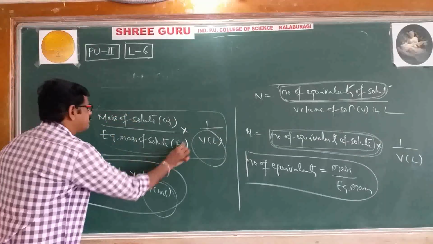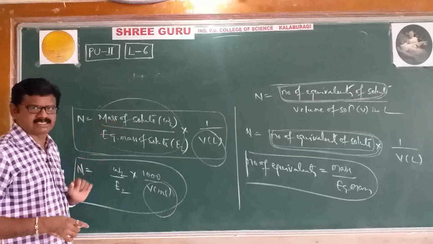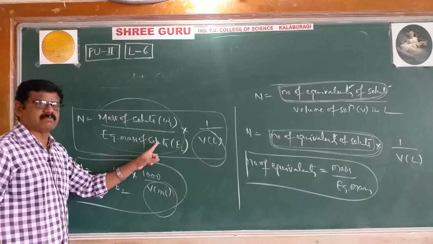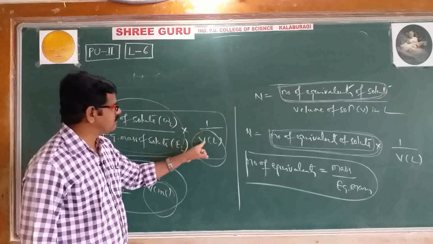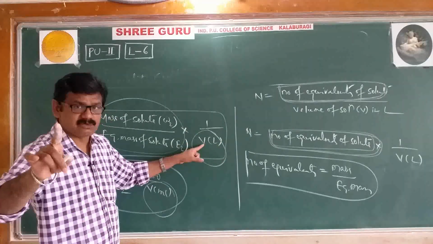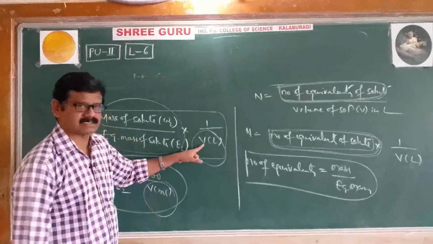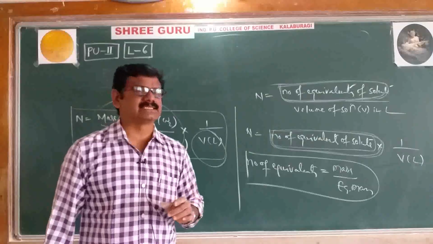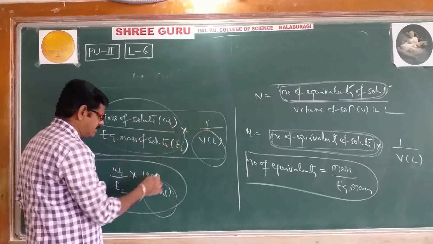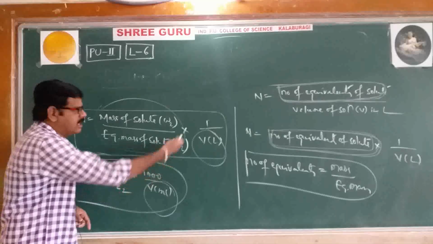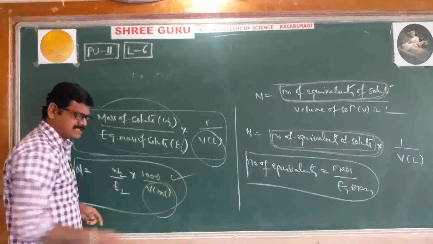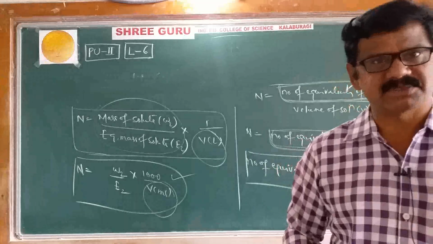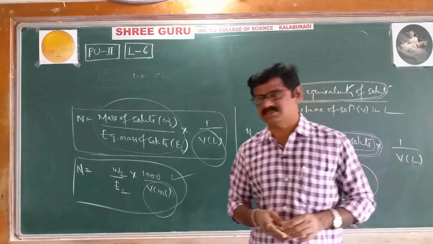In place of equivalents, we have substituted mass of solute by equivalent mass of solute, and of course, into 1 by V, V for volume of solution in liters. If the volume is given in liters, this is the formula. If the volume is given in milliliters, instead of 1, we will use 1000. Sir, how is this formula obtained? I already explained it in the molarity concept. You just refer to that concept, right?